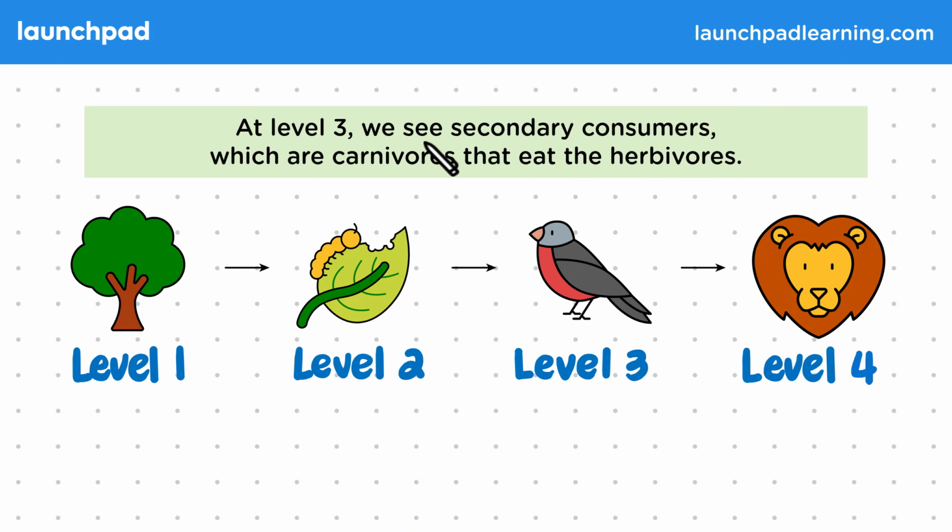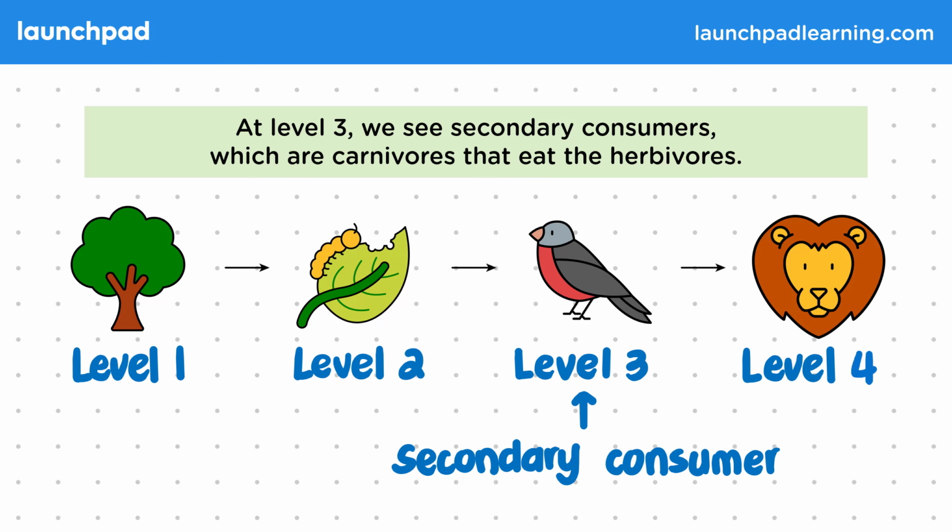At level 3, we see secondary consumers, which are carnivores that eat the herbivores. So the organisms at the third level are secondary consumers, meaning they are the second consumers. They're going to be carnivores that eat the herbivores. So finally, what about trophic level 4?